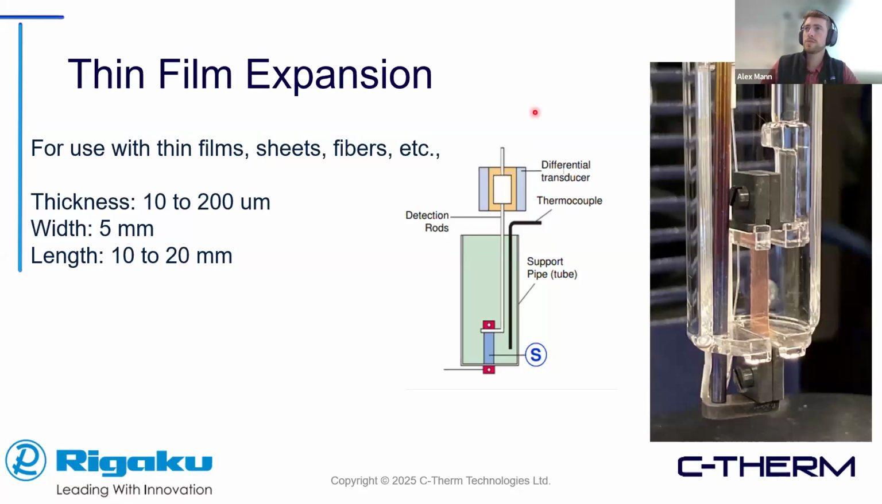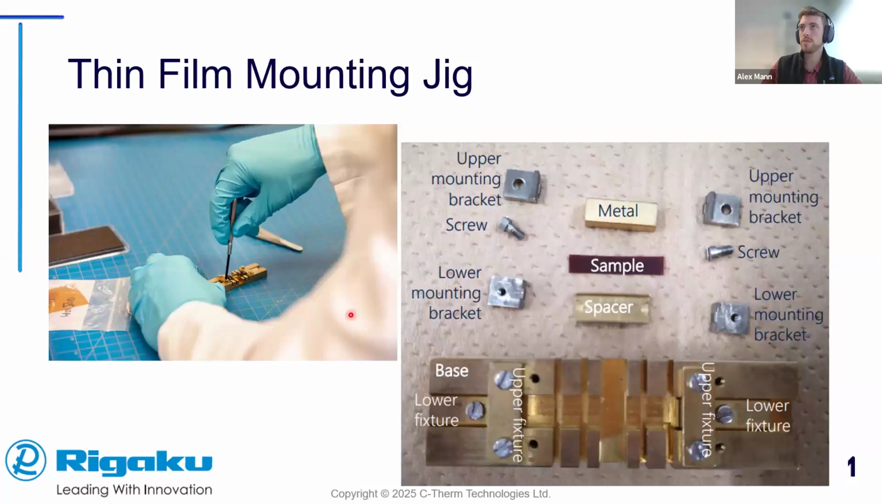Next, I'm going to look at different attachments, thin film expansion. This is really good for use with thin films, sheets, and fibers that are 10 to 200 microns long. Normally, TMA is measured in compression with the rod sitting on top with a small force down. With this one, the detection rod pulls up. So we set the thin film sample in clamps. We pull up in tension with this, and this metal boot here is used to secure it against the bottom of the holder. This does have a thin film mounting jig.